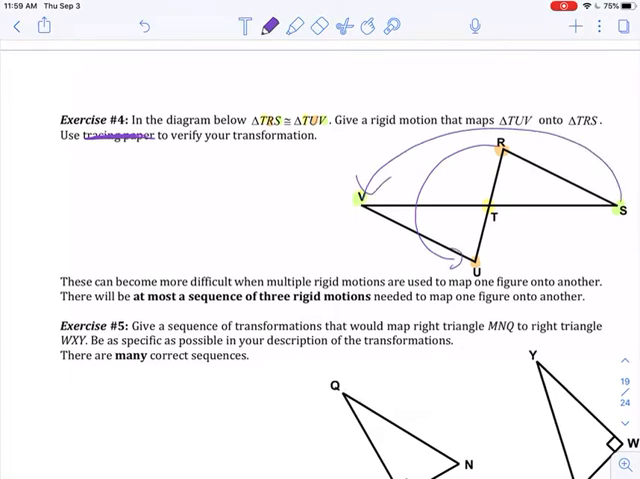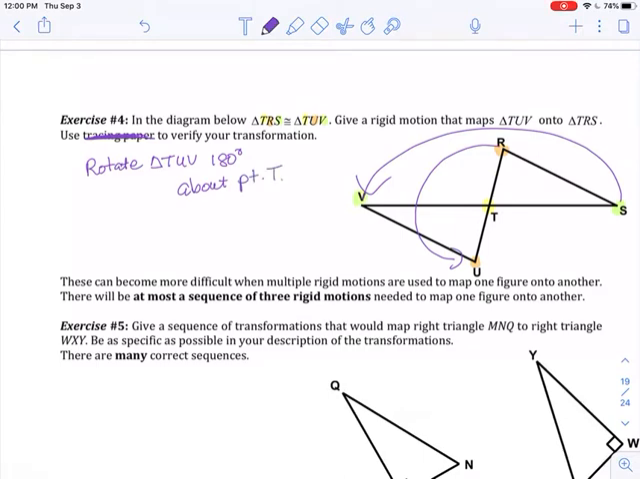Did I rotate this, or did I reflect it? Now, we're always reflecting over a line, and rotating about a point. So since T stayed on T, I'm rotating about point T, okay? And how much did I rotate? In order for S to go to V and R to go to U, you rotated, and you should say what you're rotating. I rotate triangle TUV 180 degrees about point T.